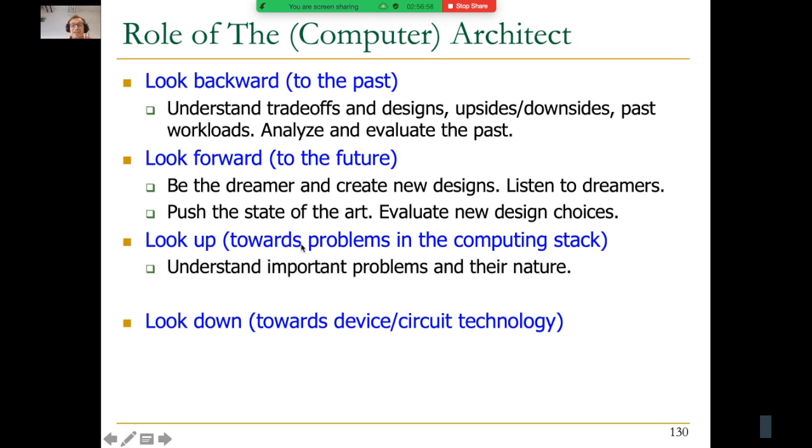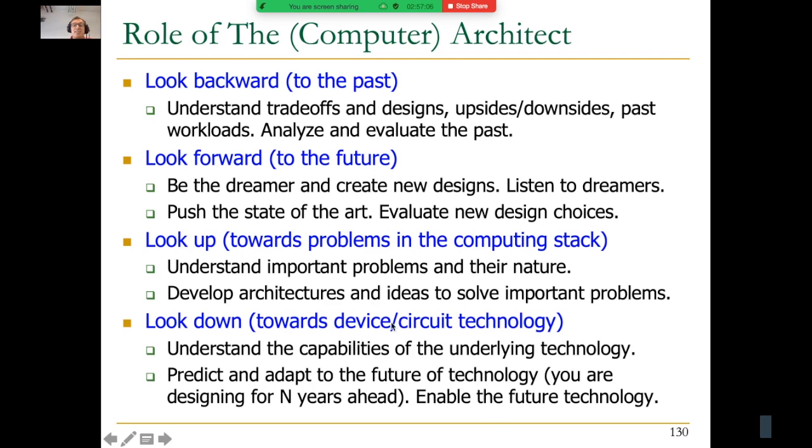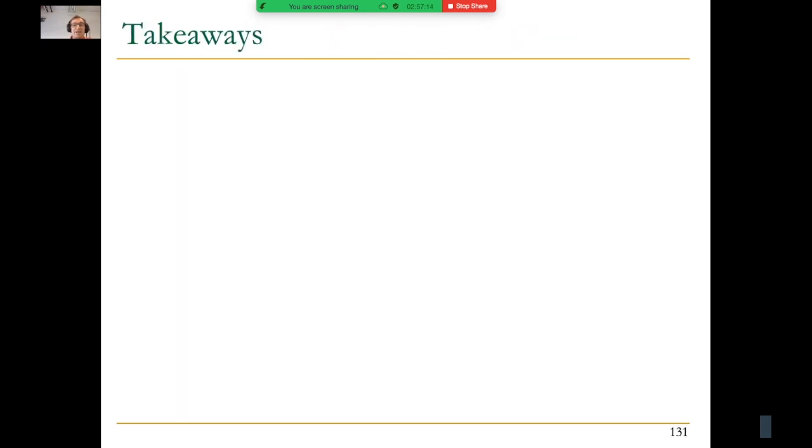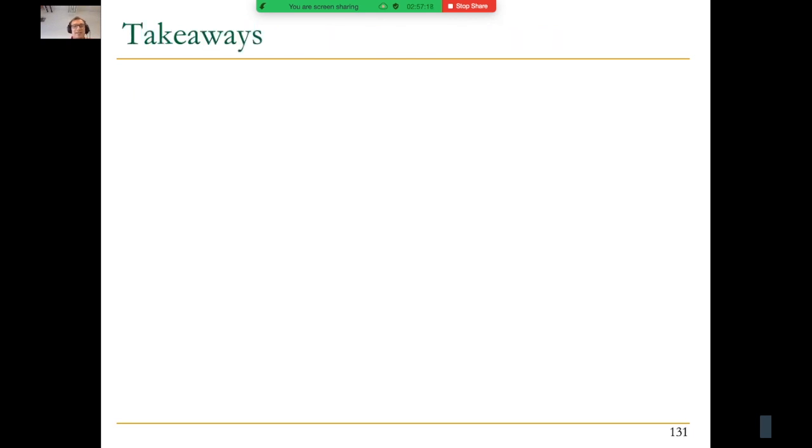You need to look up, basically what we've been discussing, and understand what's happening in the software problems and their nature, and you need to look down and understand the capabilities of the underlying technology. Because if you do all of these really well, then you can actually change things really strongly and in a bigger way.